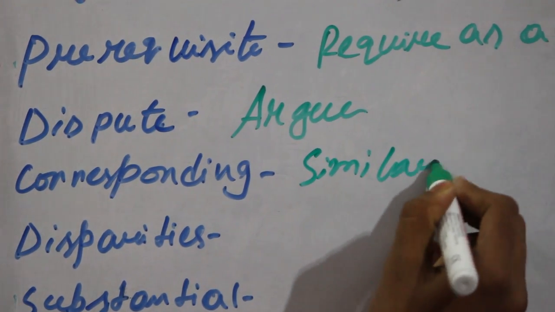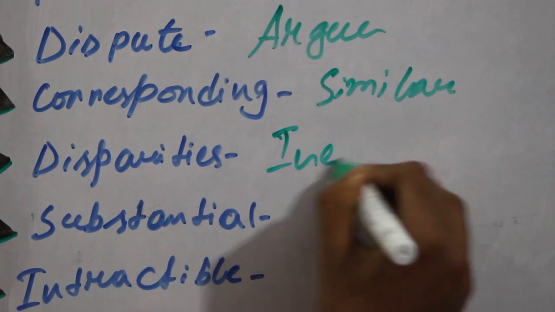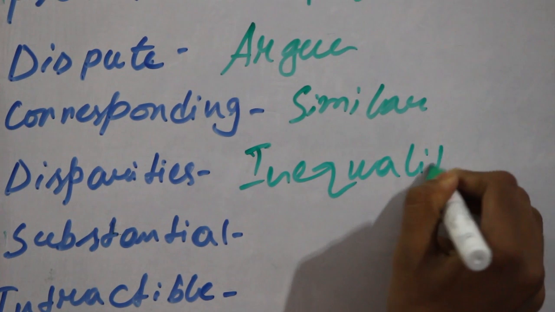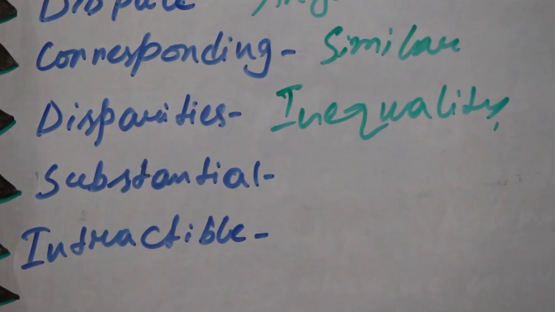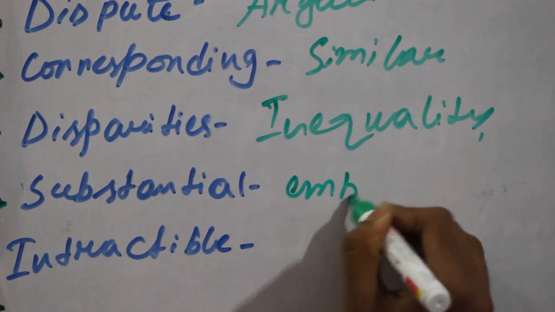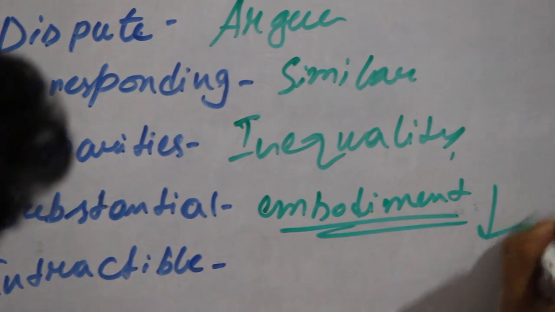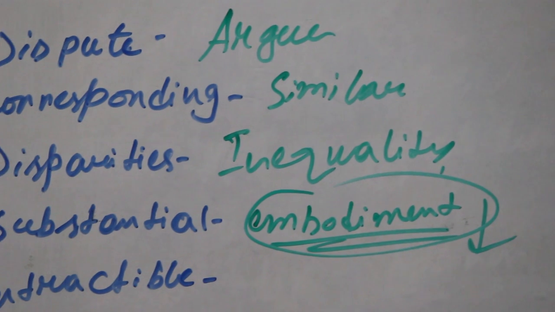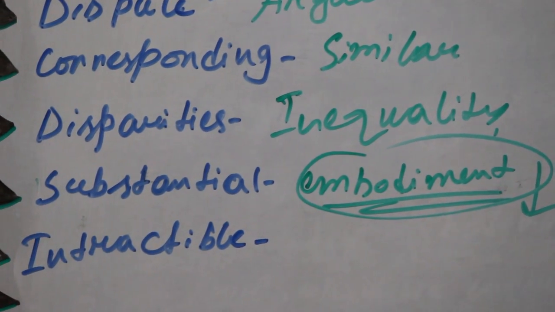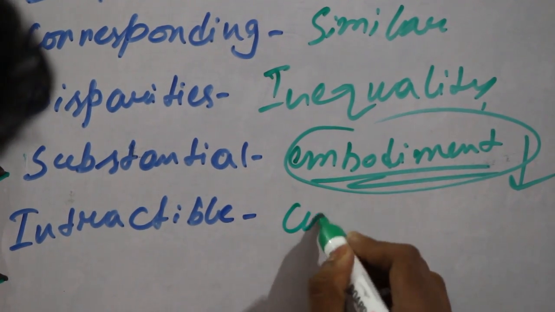Next one is disparities. Disparities means inequality. Next one is substantial. It's a very easy one. Embodiment. What does embodiment mean? Please comment down below. We have already discussed in the previous lesson. Please see our previous lesson. Next one is intractable. Intractable means turbulent or uncontrollable.